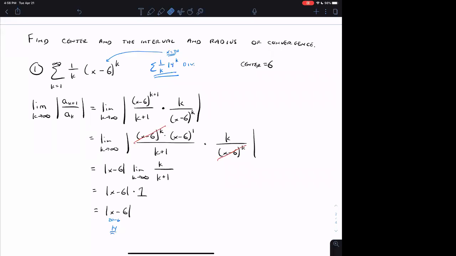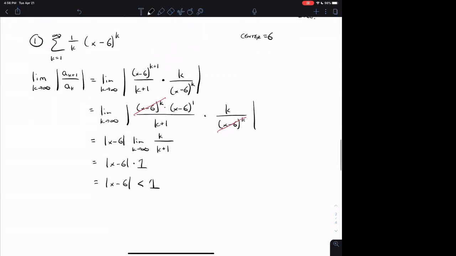Okay, so what we're trying to figure out is what makes this converge. So then what we want to know is, when is this limit at the end less than 1? Okay, so we're going to try to figure out what makes that less than 1. And so just real quick, as a quick algebra review, the way that you solve the inequality there is you say, okay, if the absolute value of x minus 6 is less than 1, then that means x minus 6 has to be between -1 and +1.